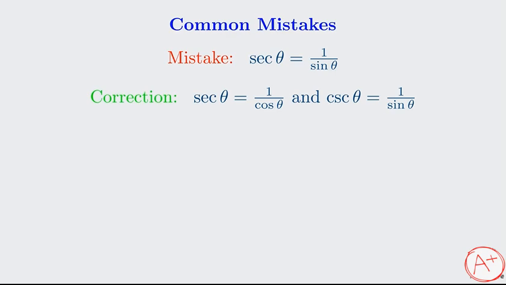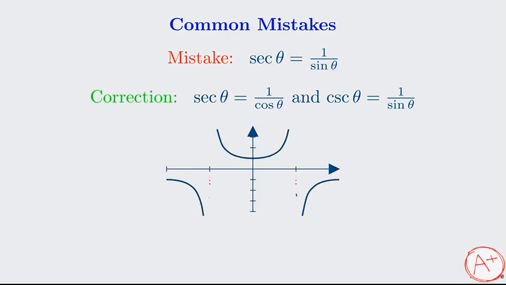Second, neglecting the asymptotes when sketching. If a question asks for a sketch, you must clearly draw the vertical asymptotes as dashed lines and label them. Examiners look specifically for these to award marks for the shape of the graph.